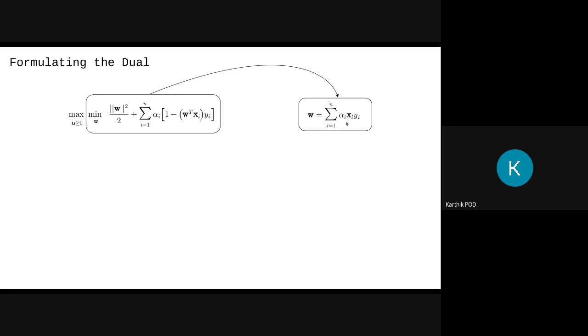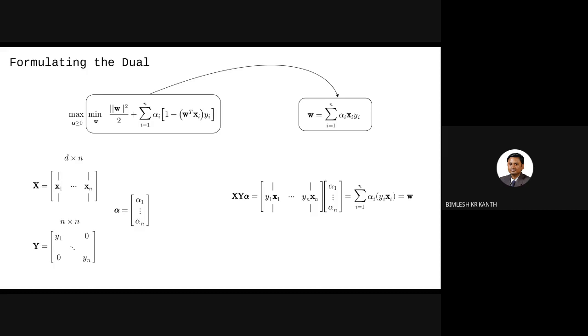This is the most important equation in week 10 and also some part of week 11. So do not forget this. w is a linear combination of the data points, right? That's the important part. This is w star, the summation of alpha_i x_i y_i. So that is one.